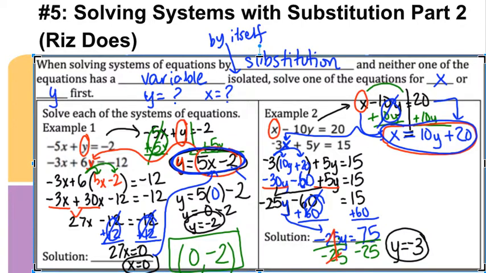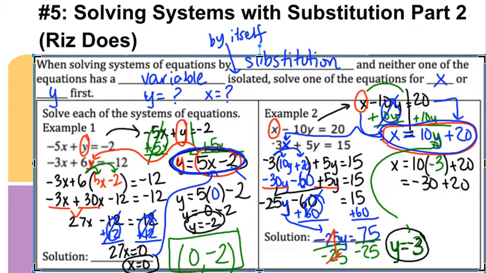Now that I know my y value, y is equal to negative 3, then I can take this negative 3 and substitute it in for this y up here. So I'll rewrite x is equal to 10, but instead of y, I'm going to write negative 3 plus 20. 10 multiplied by negative 3, that's negative 30 plus 20, which makes negative 10. So my final solution is negative 10, comma, negative 3.